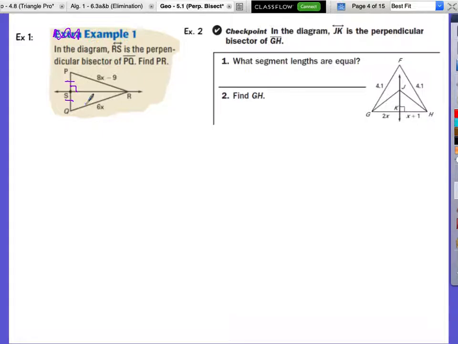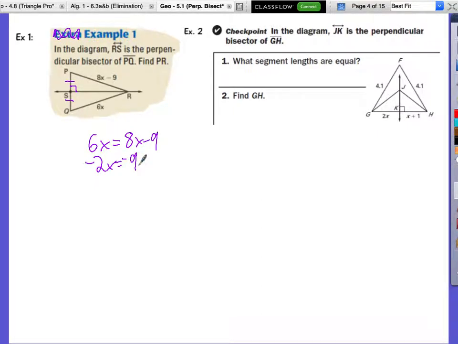What about this perpendicular bisector theorem we just learned? What does it say? If a point is on the perpendicular bisector of a segment, then it's equidistant from the endpoints. Is R on the perpendicular bisector of segment PQ? Yes. So 6x is equal to 8x minus 9, because this point R is on the perpendicular bisector of the segment. Can we solve this equation? Negative 2x is equal to negative 9.